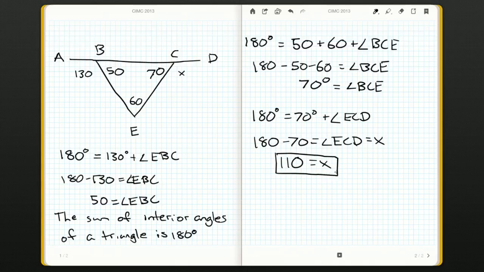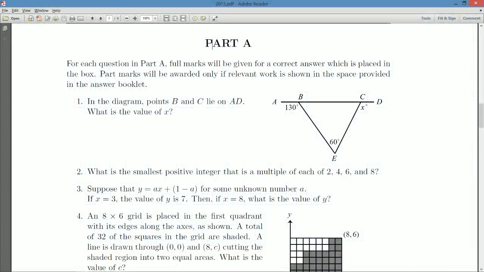So we box it, or we put it in the correct answer, a little box that they provide in the answer booklet. We just do a double check that we've made sure that we've answered everything the question has asked. We just asked for the value of x. Our diagram was correct, and we worked through all our calculations, got a final answer of 110 for the value of x. That concludes question 1 in part A.